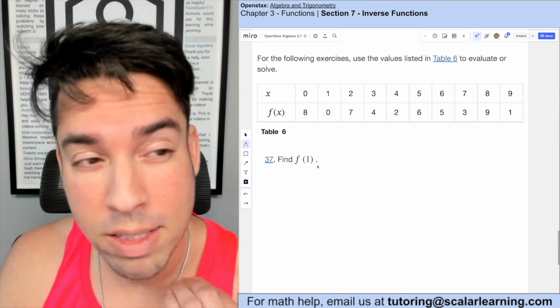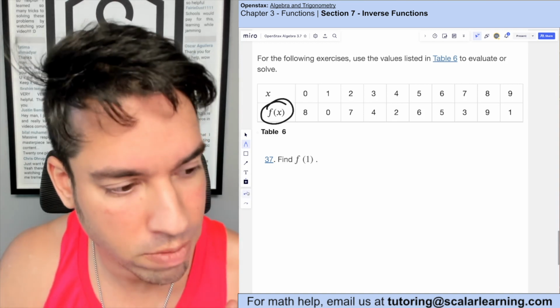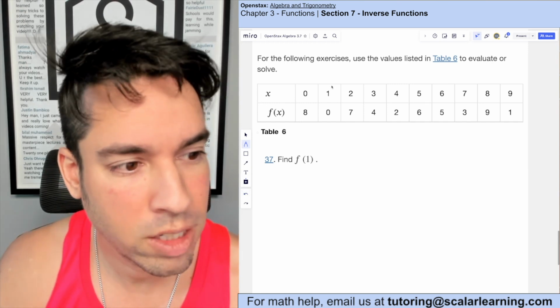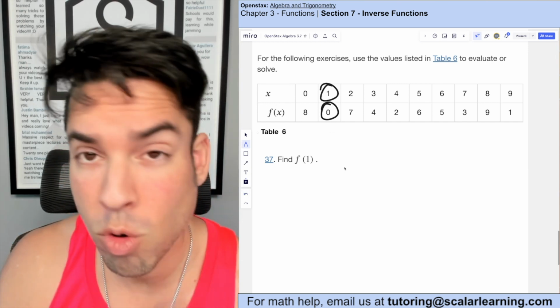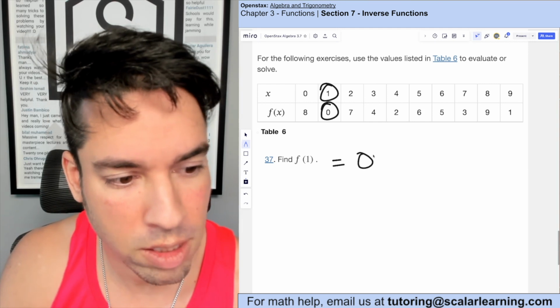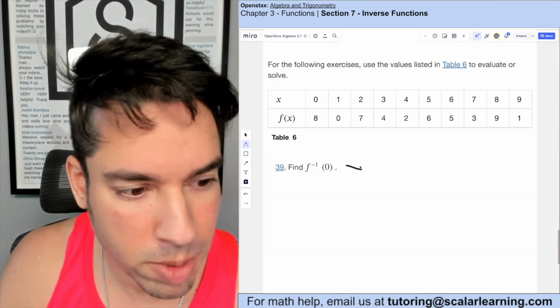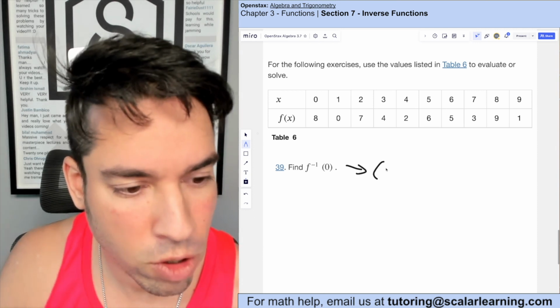So here we're trying to find f of 1, and what does that mean? It means what is the function value, the f of x value, when x equals 1. That's what this means. So when x equals 1, the corresponding function value is 0. That's the answer, done.